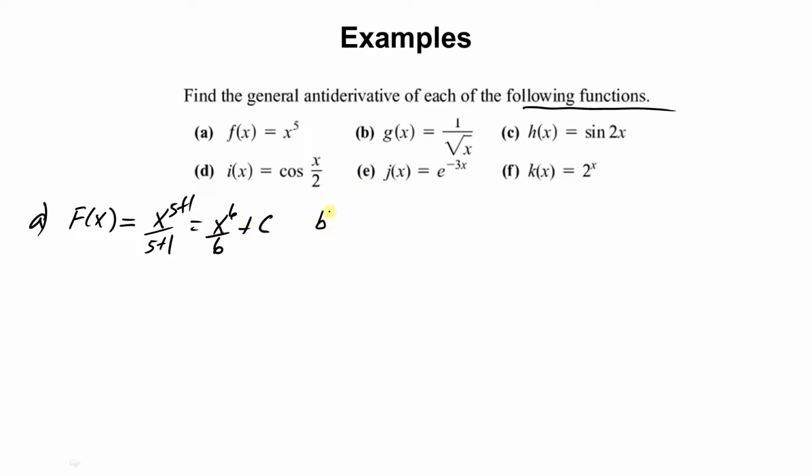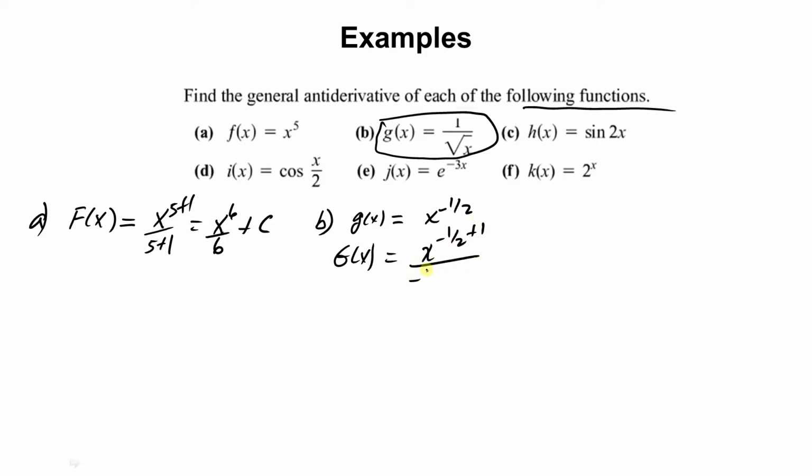Now, to find the antiderivative of lowercase g of x, we would write that g of x is equal to x to the minus 1/2 power. And then using the formula, capital G of x would be x to the power plus 1 divided by the power plus 1, which would be equal to x to the 1/2 divided by 1/2, which then again would be 2 square roots of x plus a constant.